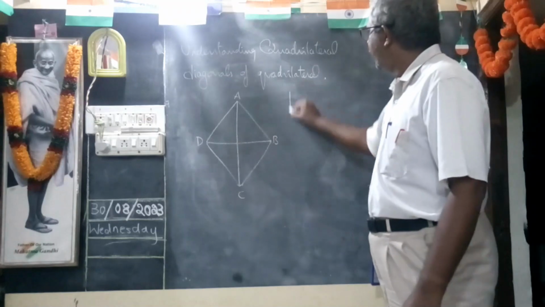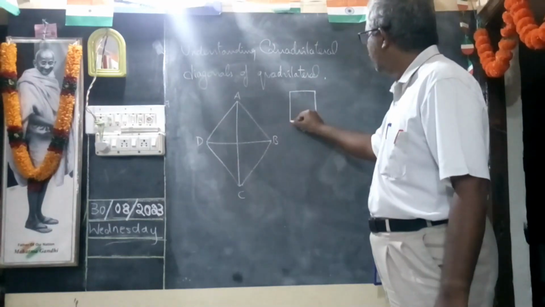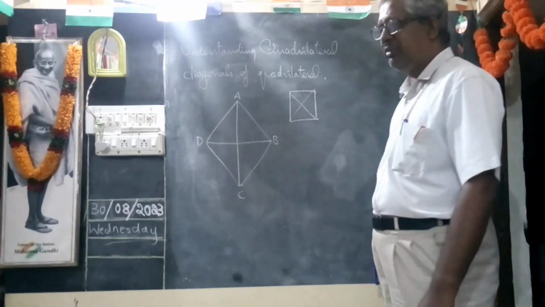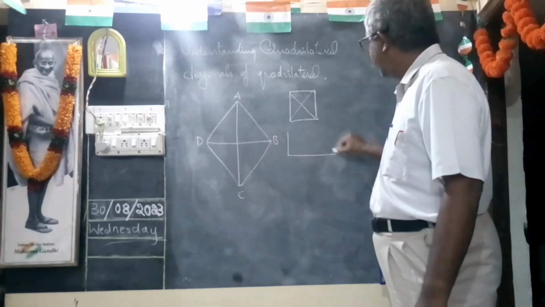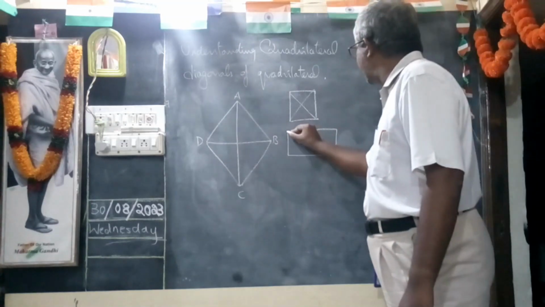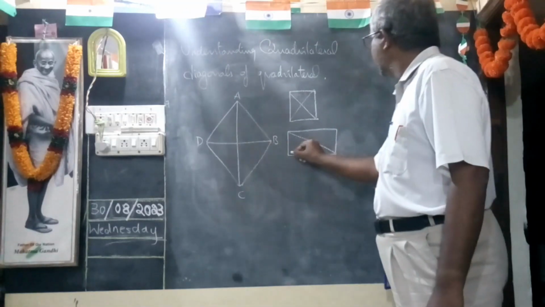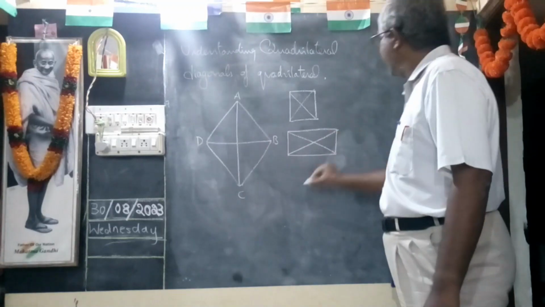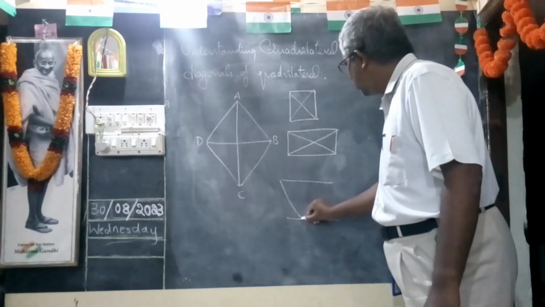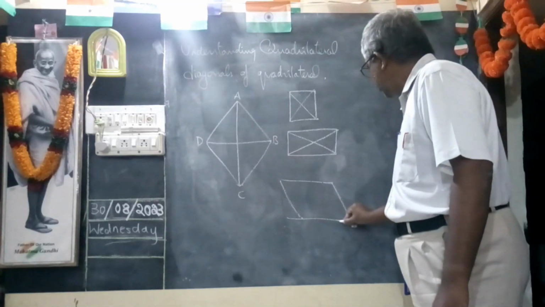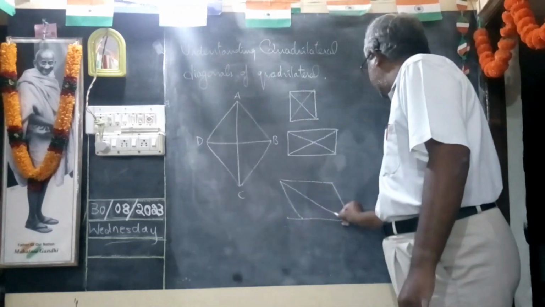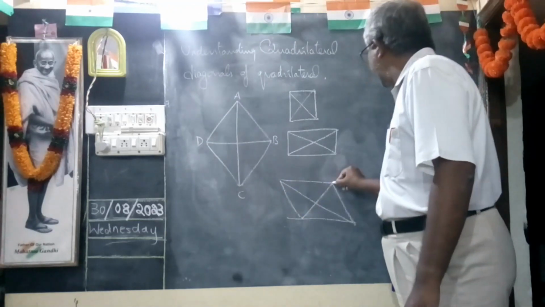I have a figure which is a square. Do I have a diagonal? Yes, I have a diagonal. I have a rectangle. Does it have a diagonal? Yes, it has a diagonal. And I have a parallelogram. This is a parallelogram. Does it have a diagonal? Yes, I have diagonal 1 and diagonal 2.